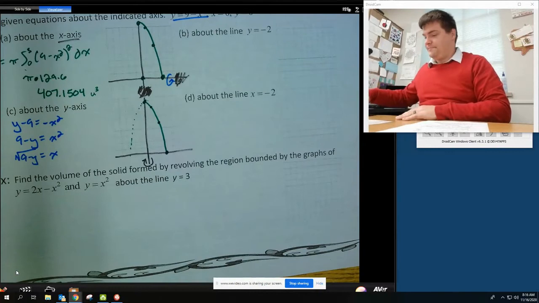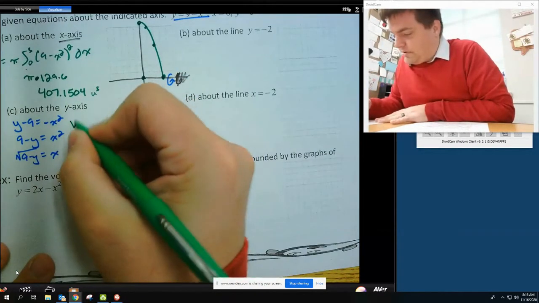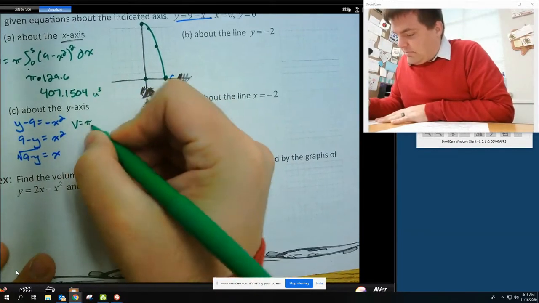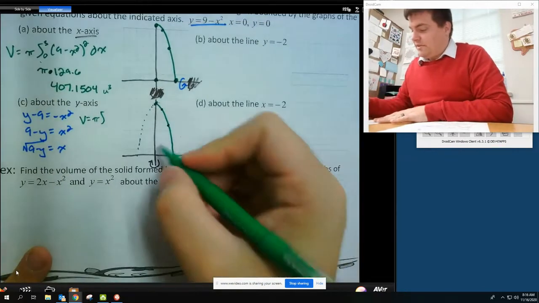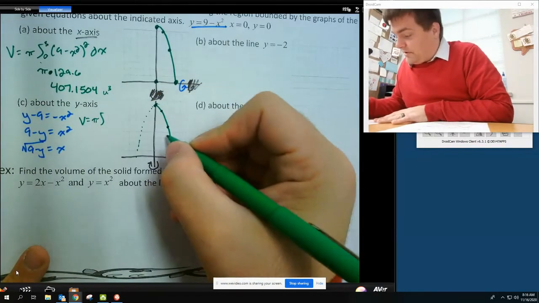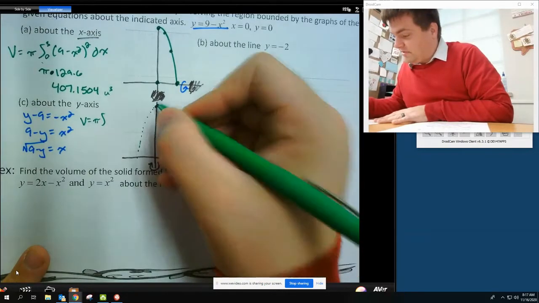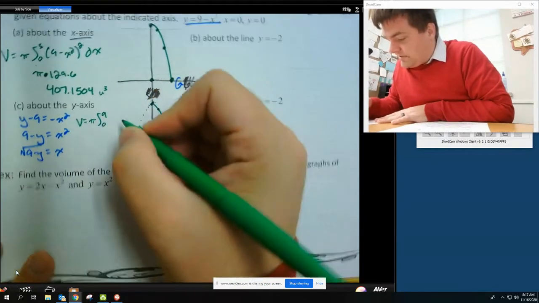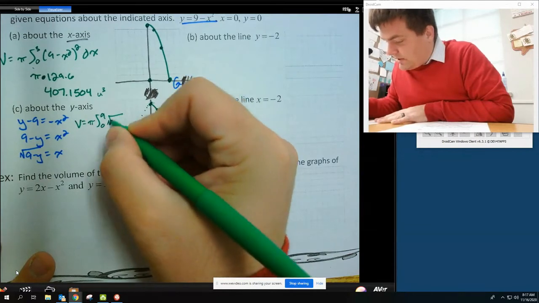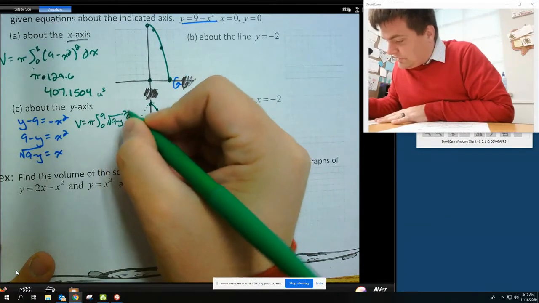So that's that. So now to find this volume, I'm going to do pi. I'm going to integrate from, in this case, these are all partitions that are horizontal. So I'm going to go from 0 to 9 of this function, 9 minus y, squared, dy.